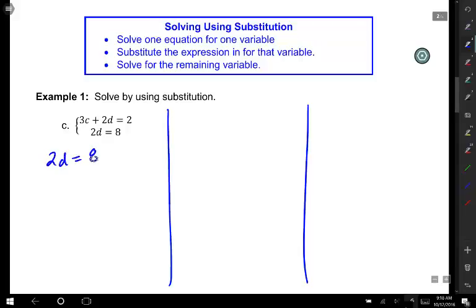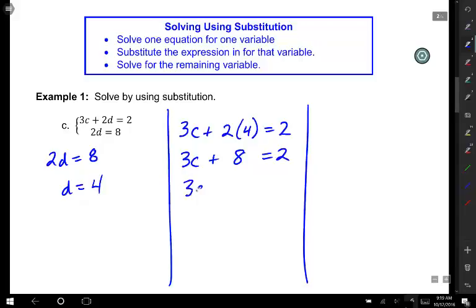2D equals 8. What does D equal? 4, right? That was easy. All right. 3C plus 2 times 4 equals 2. So 3C plus 8 equals 2. What does 3C equal? Can you do that in your head? -6. So what does C equal? -2. Which equation did I get my second answer in?